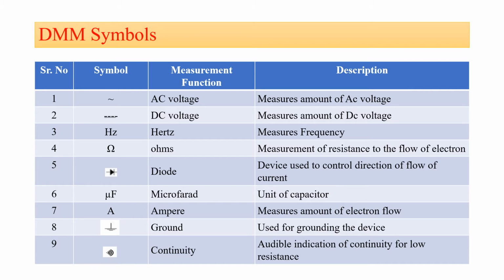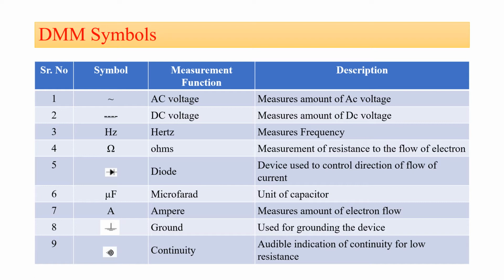Then the fifth symbol indicates our diode, means if we are going to check whether our diode is in working condition or not, then the position of our function selector switch should be at diode to test the diode. Then the sixth symbol, that is microfarad. As we know, the microfarad is the unit of capacitance, means to test or to calculate the value of a capacitor, we can use this symbol, that is microfarad.